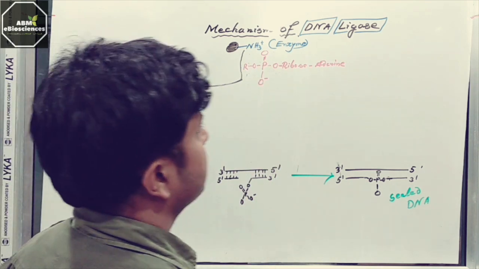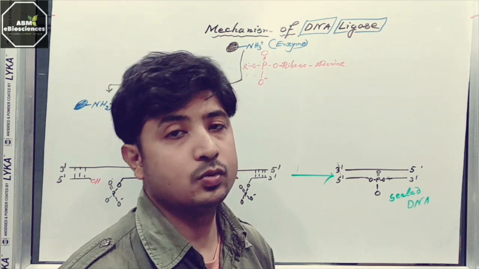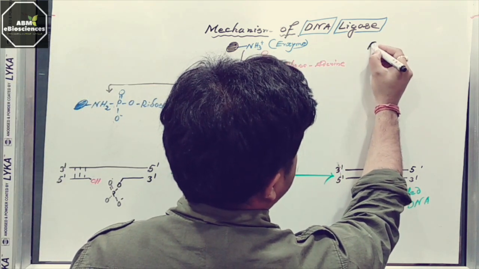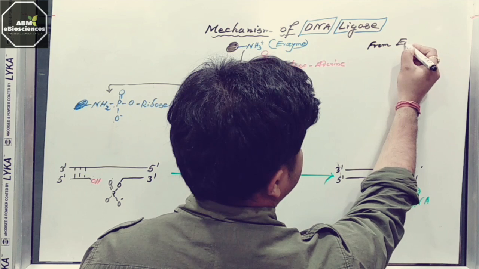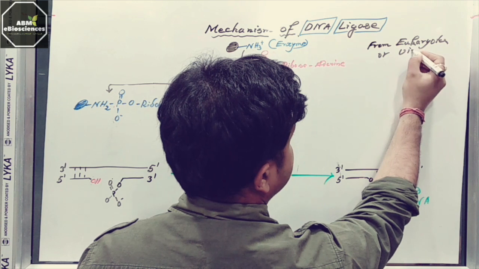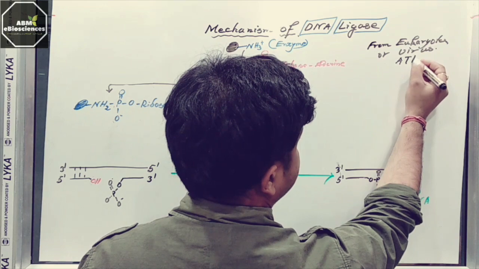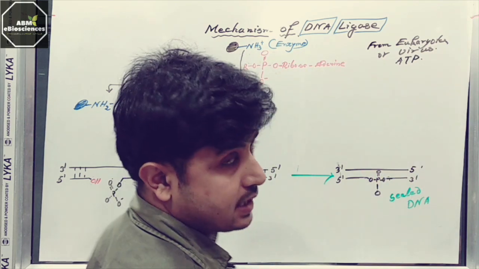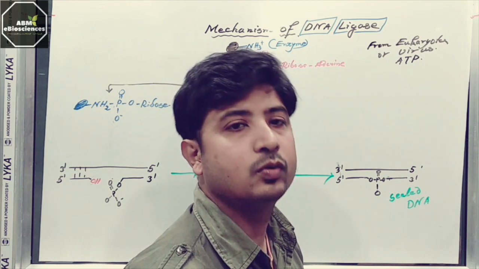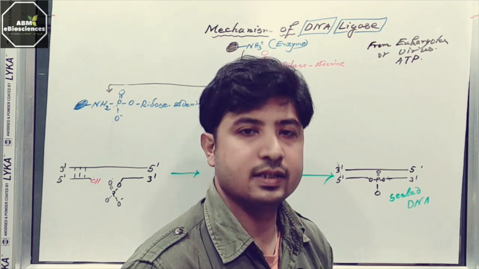You know that two types of DNA ligase are there, depending upon which energy source they are using. If you are isolating the DNA ligase from eukaryotes or viruses, it will be using ATP as the energy source. The enzyme will use ATP to seal the nick. The function of DNA ligase is to seal the nick created during DNA replication.